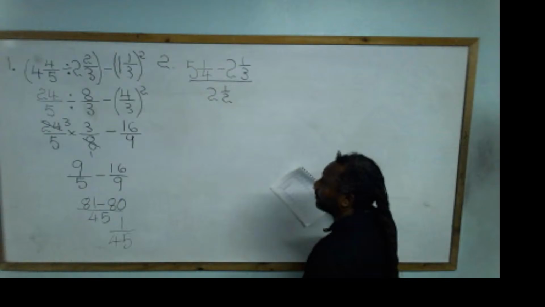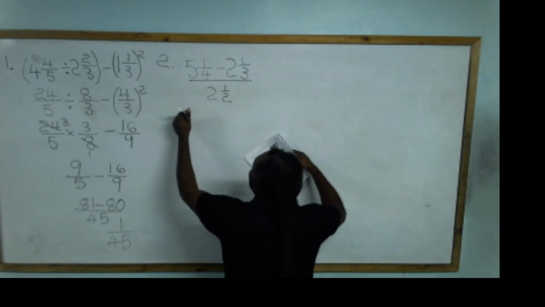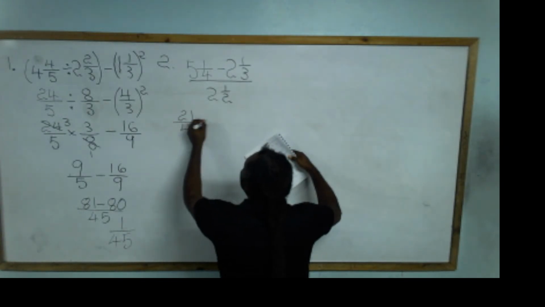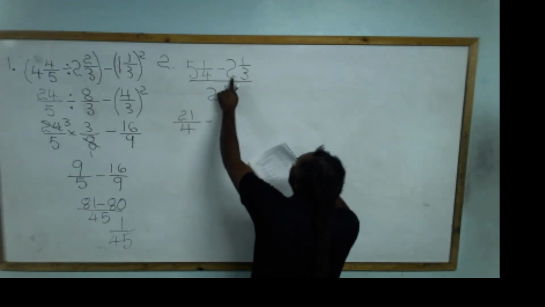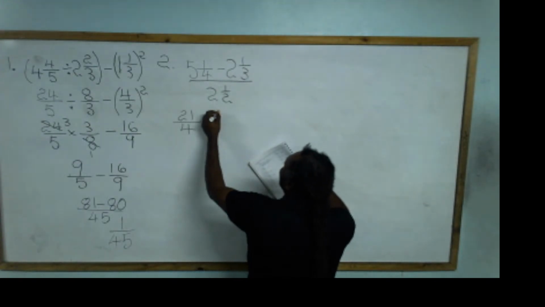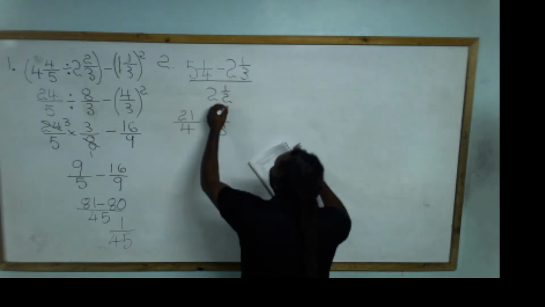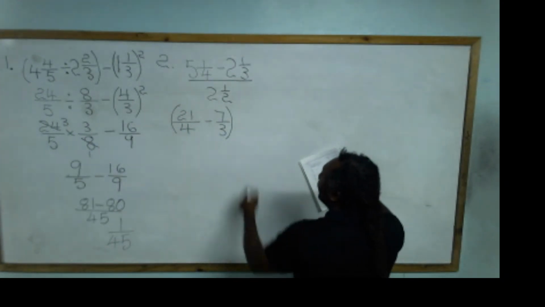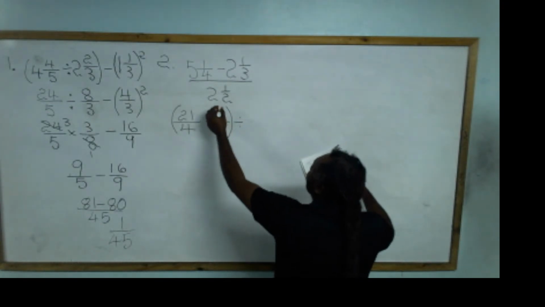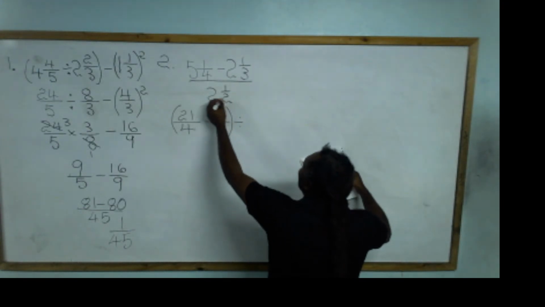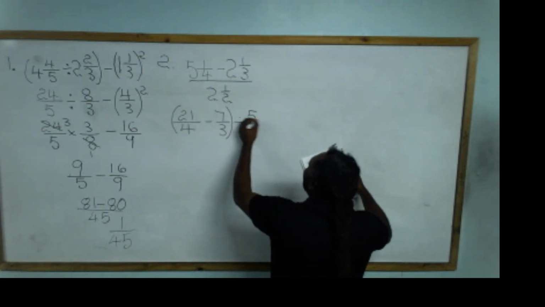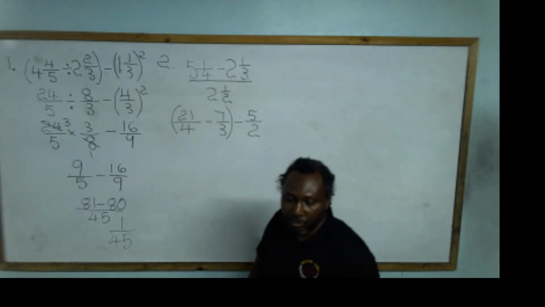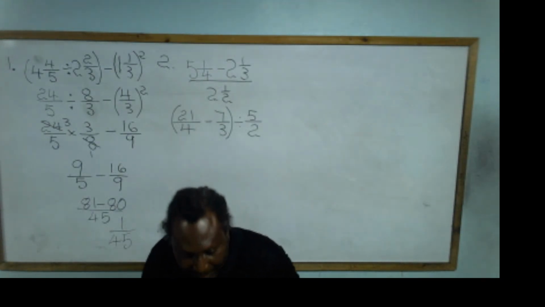So let's go. Improper fraction. 4 times 5 is 20 plus 1. That will be 21 over 4 minus 3 times 2 is 6 plus 1. So that will be 7 over 3. And we're using the width of the page. And we're going to divide all of that by 2 times 2 is 4 plus 1, 5 over 2. If at any stage you don't follow something that I've done, let me know.